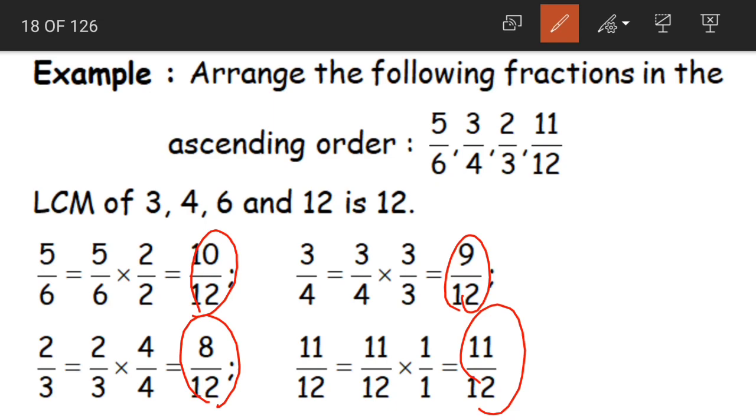Now what should we arrange them in? We should arrange them in ascending order. That means the smallest fraction should be written first.